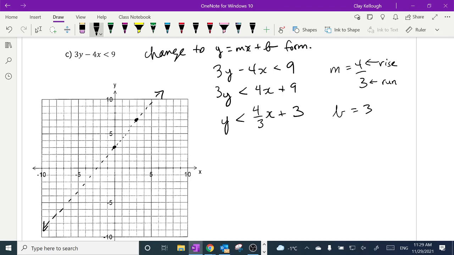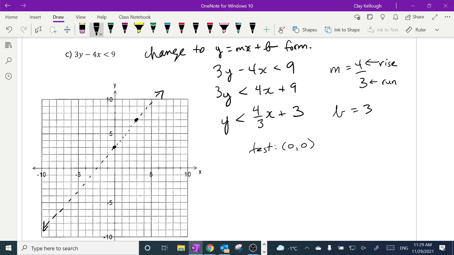Okay, so next, I have to decide which side we're shading. Again, my go-to test. I could pick any coordinate point I want, except don't pick one that's on the line. But if I'm allowed to pick anything I want, why not pick the one that's the easiest to work with? So I'm going to test 0, 0 pretty much every time.